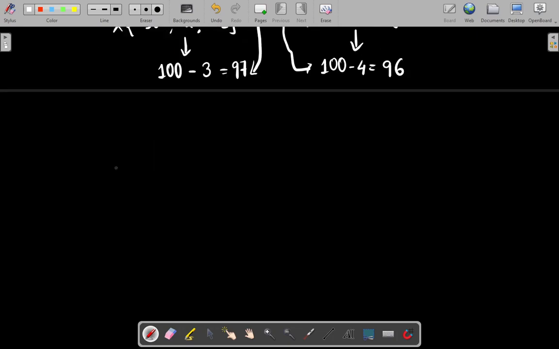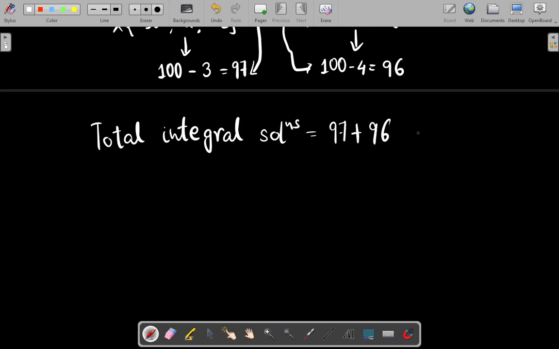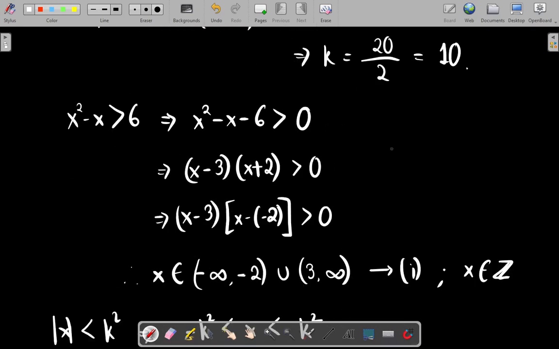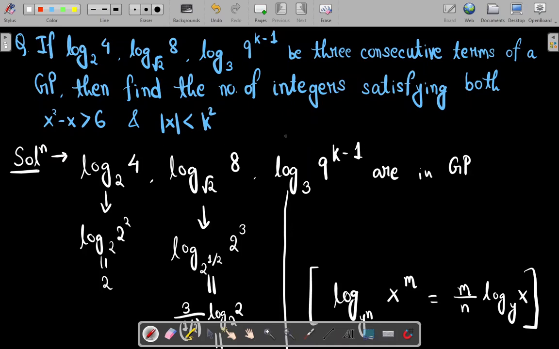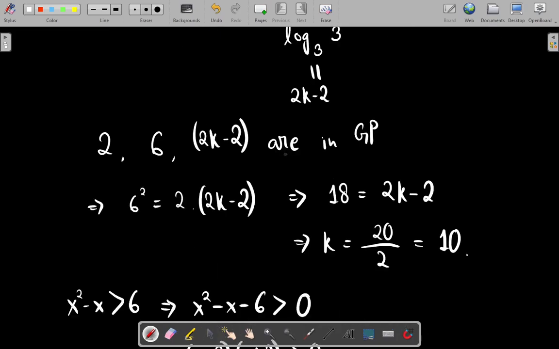So the total integral solutions will be the sum of both these parts, right? So this is equal to 193. So this is the required final answer. These are the total number of integral solutions which satisfy both of these given conditions. So this was the final required answer here.